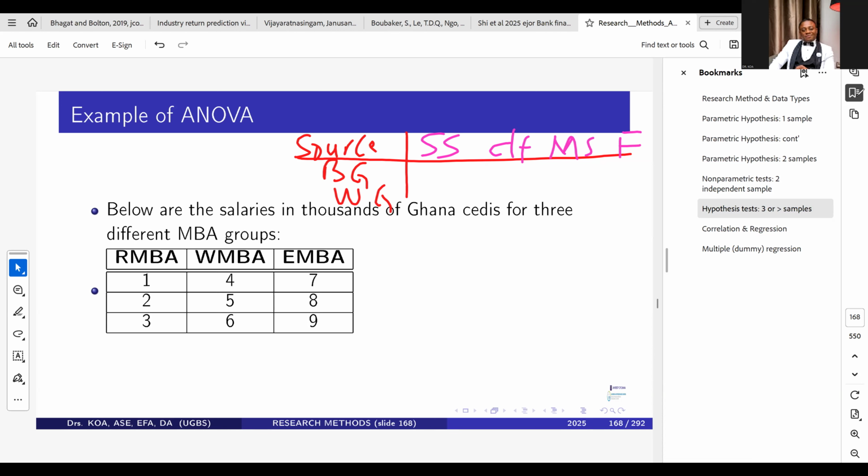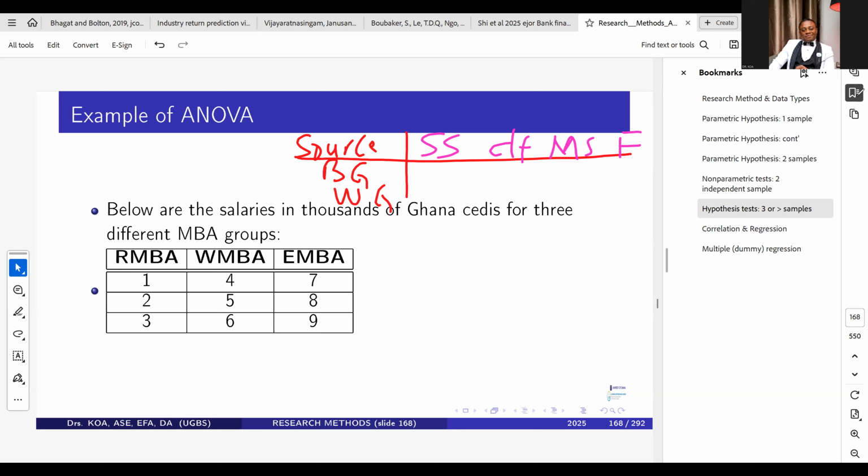Write it down. Our goal is to fill this table. By the time we finish filling the table, our job is done. Simple. So anytime you're doing ANOVA, you should create this table to make life easier.